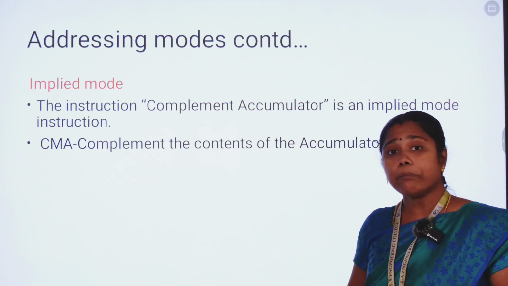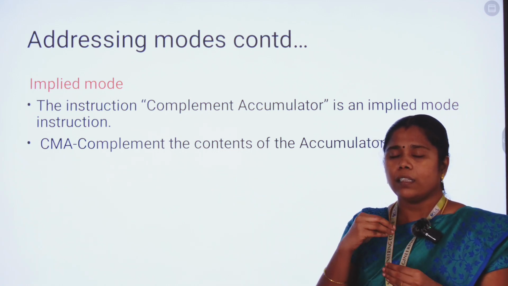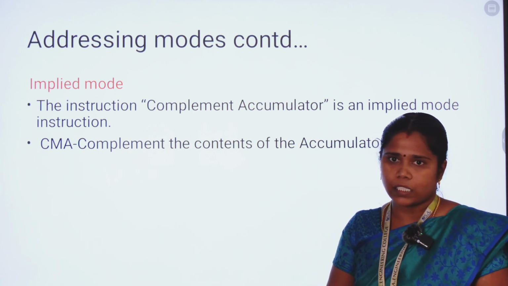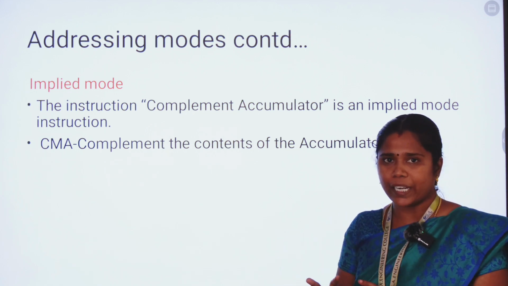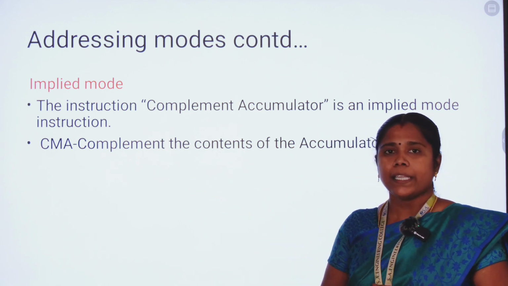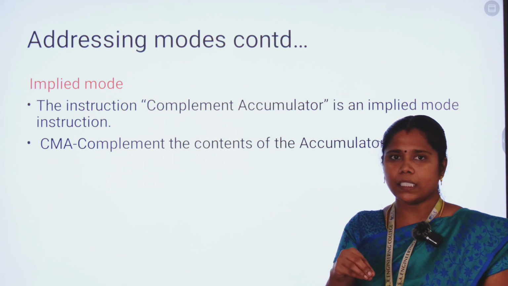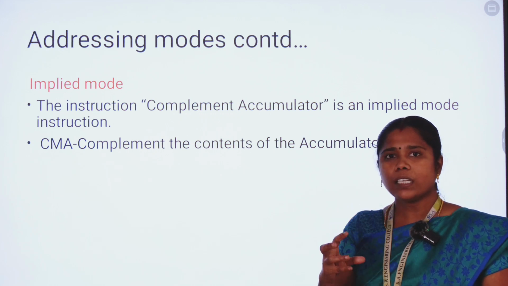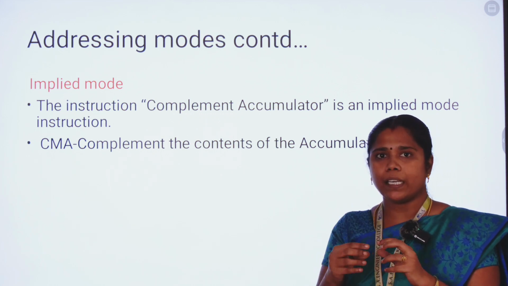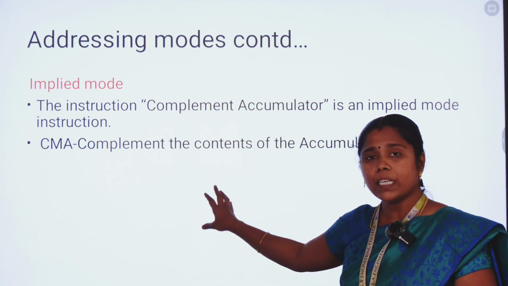The first one is the implied addressing mode. From the name itself, we can see that the operand is given inherently in the instruction itself. No need to go to any memory location or anywhere. An example of this is complement the accumulator. The accumulator is one type of register. Complement means we have some content in the accumulator, and all of it is complemented. That is, we get the one's complement of the operand in the accumulator.